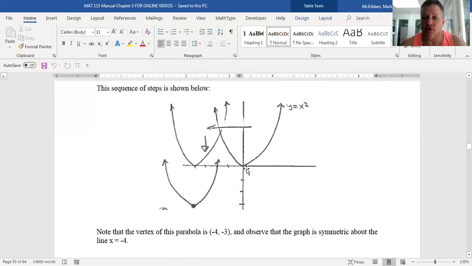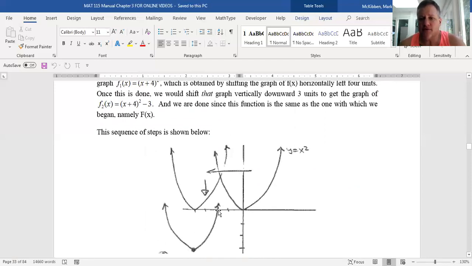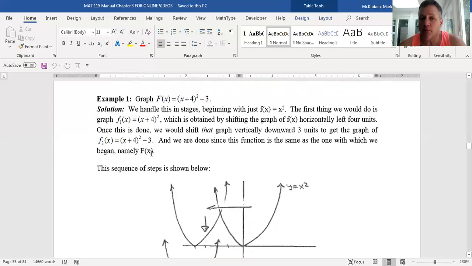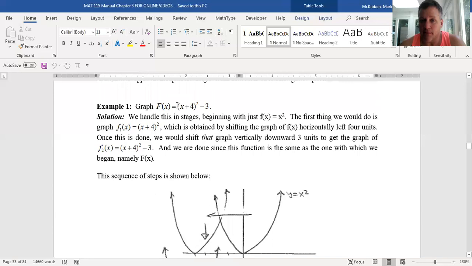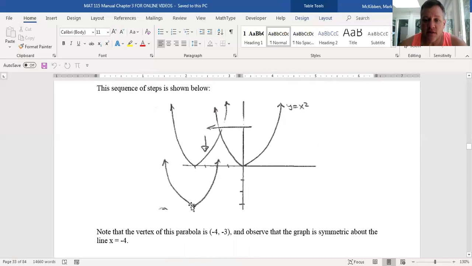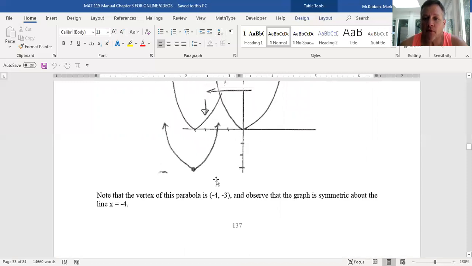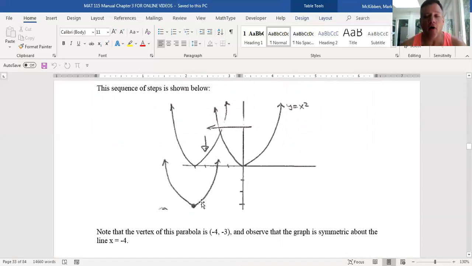I'm just tracking the vertex here each time, but every one of those points on the graph will in fact move down 3 units. The graph is a little bad in terms of art, but that's what's really happening. The graph still opens up, because I never multiplied by a negative number. It's the same width as x squared, it didn't compress or stretch, because there's no number aside from 1 out here. And the vertex is this point, (-4, -3).